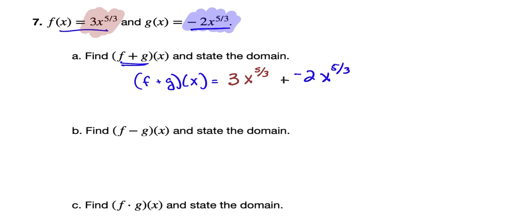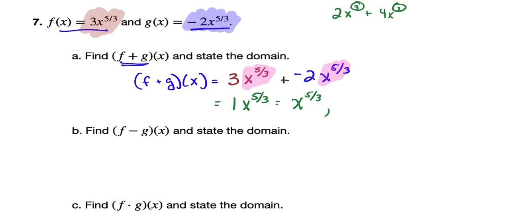Because these two x's are raised to the same exponent, that's very important. Like, if it's 2x cubed plus 4x squared, because those variables have different exponents, we cannot add those. It's only if they're like terms can you add them. To be like terms, you have to have the same variable, same exponent. Now, these two have that. I've got 3x to the 5 thirds, take away 2x to the 5 thirds, leaving me with 1x to the 5 thirds, or just x to the 5 thirds.